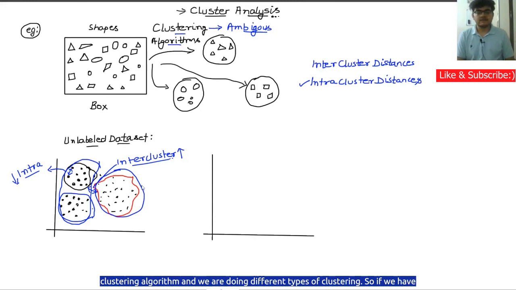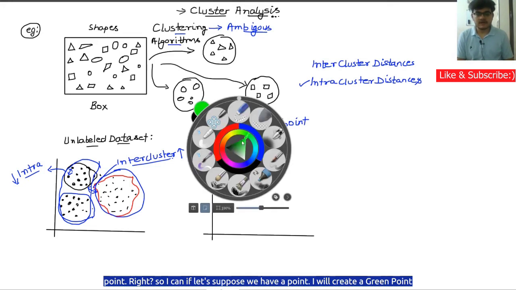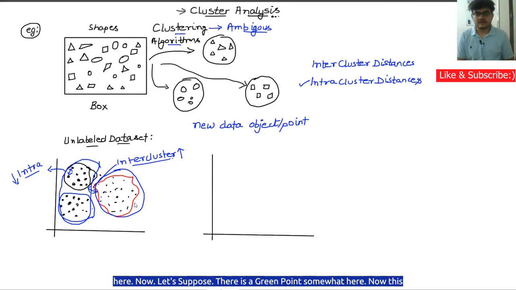Now the important thing is that if we are running a clustering algorithm and doing different types of clustering, and we have some new data object or a new data point, right? Let's suppose I create a green point here. You can see the distance of this green point from this cluster is this much, and from this cluster it is this much, and from this cluster it is large enough.